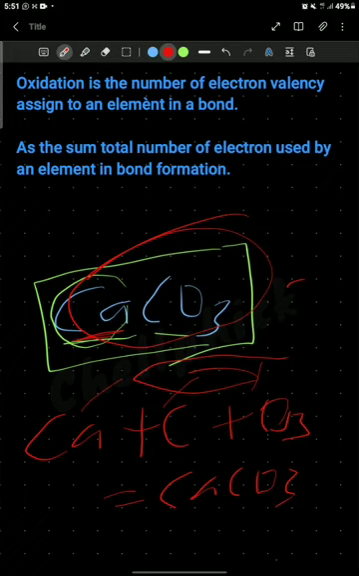Each particular atom or element donates a certain amount of electrons. The certain amount of electrons that is used by an element in bond formation is known as oxidation number. It is the total number of electrons used by an element in bond formation. So the total number of electrons used by calcium in this particular bond formation will be easy for us to find through oxidation number. Oxidation number can also be defined as the number of valence assigned to an element in a bond. It simply means that the outer number of electrons used by an element in bond making is called the oxidation number.